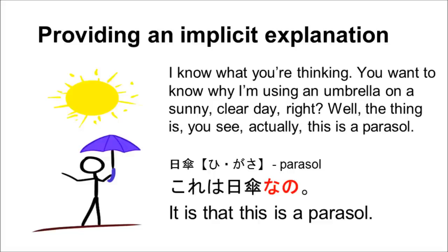This implicit explanation is simple, but incredibly powerful. Here's a typical example for the explanatory no. Let's say you're holding up an umbrella on a bright and sunny day. This certainly looks like a situation that warrants an explanation. People might be looking at you funny and you want to say, I know what you're thinking. You want to know why I'm using an umbrella on a sunny, clear day, right?